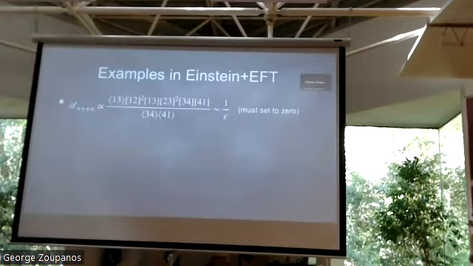So for example, from Einstein plus a scalar plus an R cubed term, if you take the 4 positive helicity graviton amplitude, then you get this expression, and we've got 1 angle bracket in the numerator and 2 in the denominator.